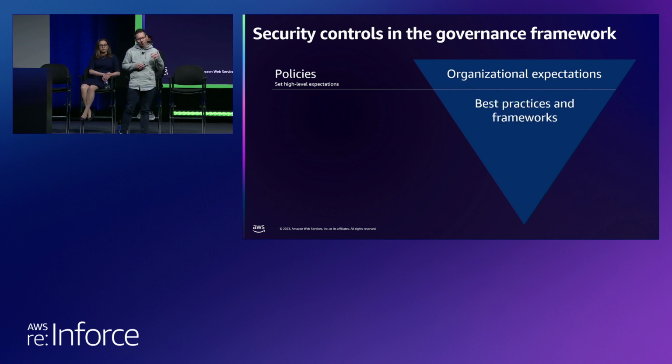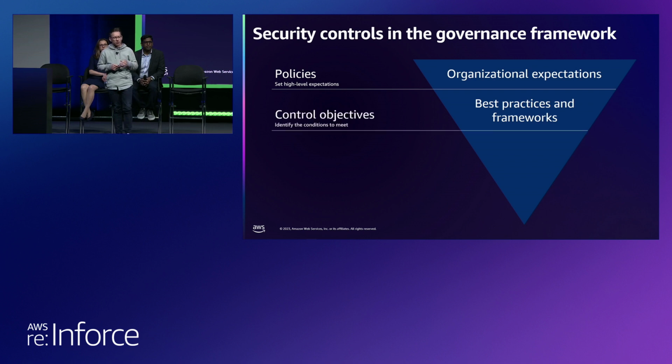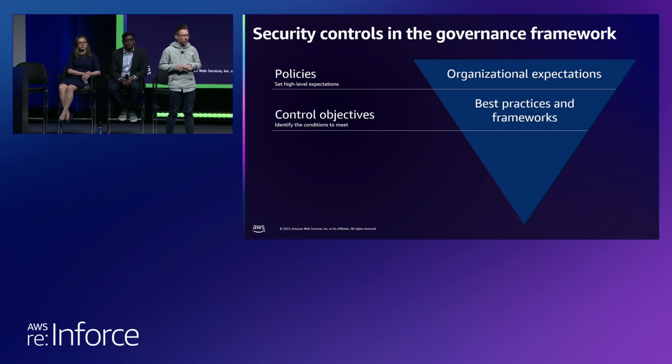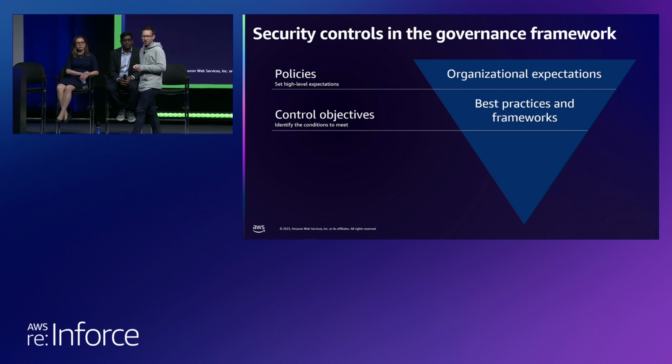And then from there, using those policies to inform control objectives, which are really intended to identify the conditions to meet, right? This is the definition of what good looks like. This might be all customer sensitive data is stored encrypted, and the inverse of that must always be true, right? The invariant that there is never customer sensitive data stored in an unencrypted manner.